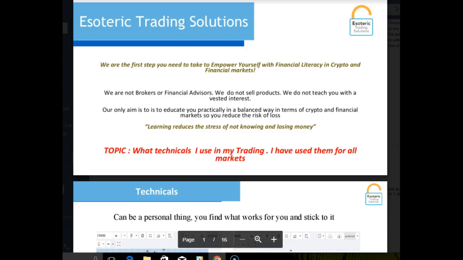But I will stress, it's really up to you as a trader, what sort of trader you are, what sort of technicals you use. Everyone uses their own types of technicals. Some people don't use technicals at all, and it really is very much a personal preference. I find the technicals for me work very well.